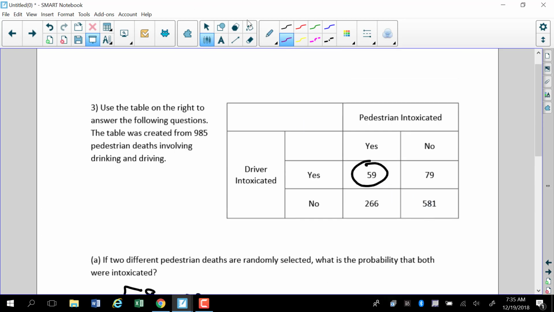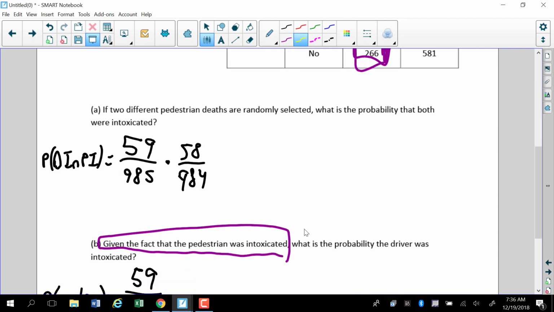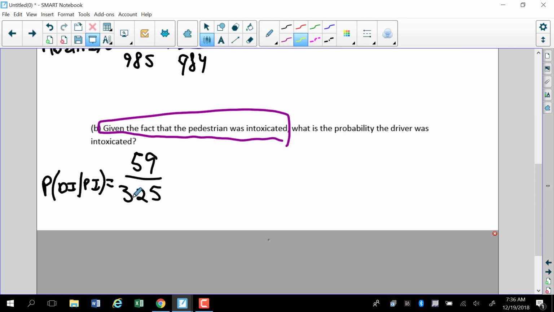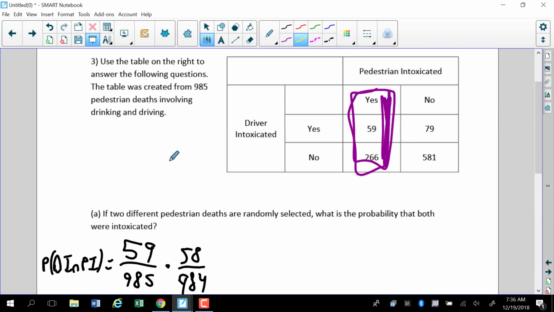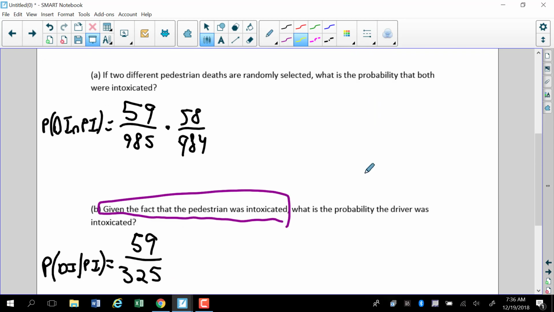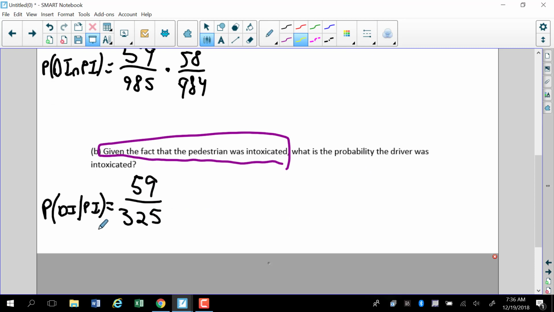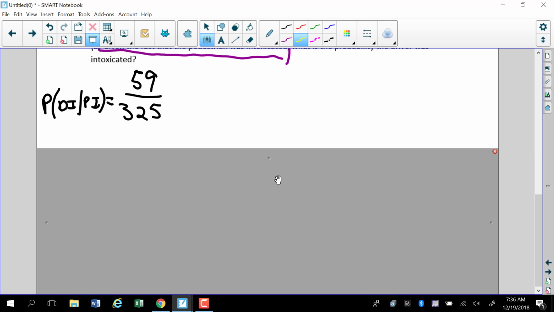So given the fact that the pedestrian was intoxicated, what that means is we are only looking at the situation here where the pedestrian is intoxicated. We are only looking at this group of 325 people. And of those 325 people, 59 of them, the driver was intoxicated. So that would be the answer to this one.